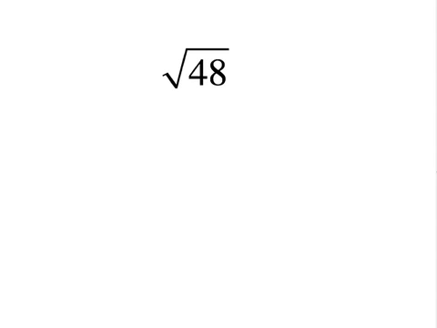Here's the square root of 48, and we'd like to write it in something called simplest radical form. What we're looking for are perfect squares that go into 48. We know that 4 times 12 is 48, but we also know that 16 times 3 is 48. So we're looking for the largest perfect square, so we'll take 16. And we're going to rewrite the 48 as 16 times 3.